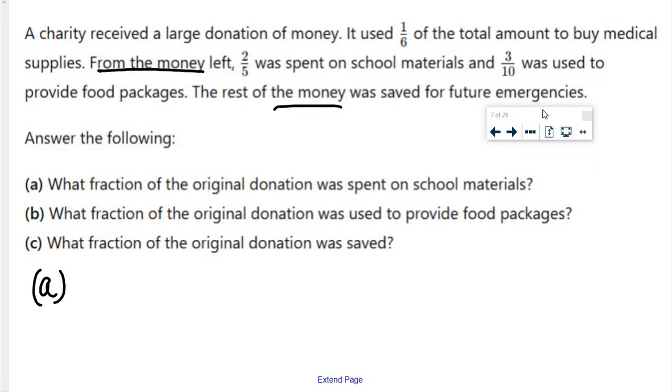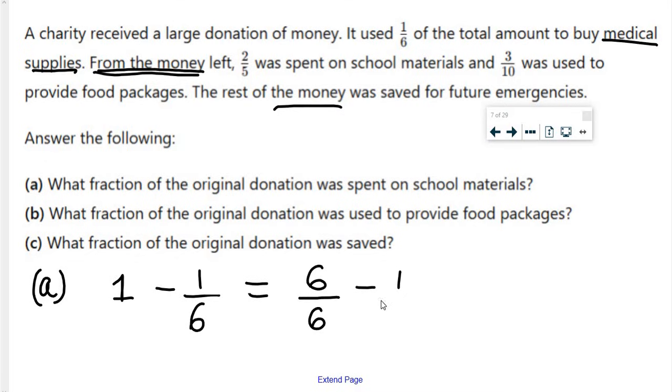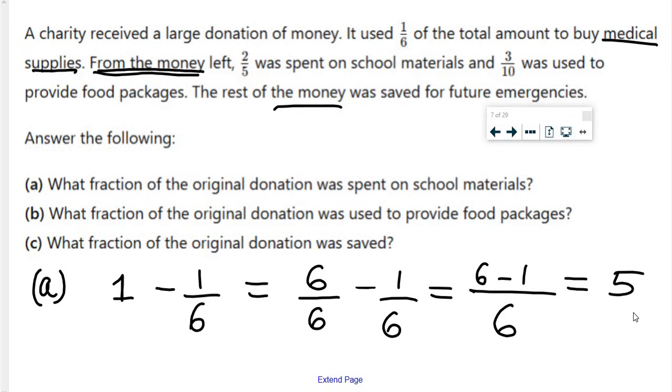First of all, we need to find the fraction left after buying medical supplies. So what are we going to do? We're going to do 1 minus 1 upon 6. This will be equal to 6 upon 6 minus 1 upon 6, with 6 as a denominator, and then you do 6 minus 1. This will be 5 upon 6. So the remaining fraction after buying medical supplies was 5 upon 6.